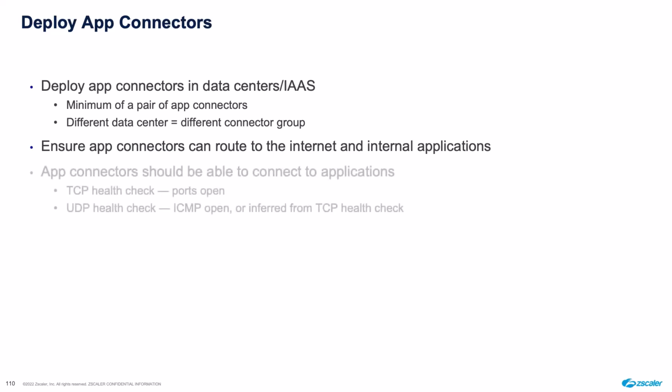App connectors also need to be able to do health checks to applications. So if you've got a web server on port 80, then the app connector will open a connection on port 80 to check that it's available by checking the path and the round trip time.